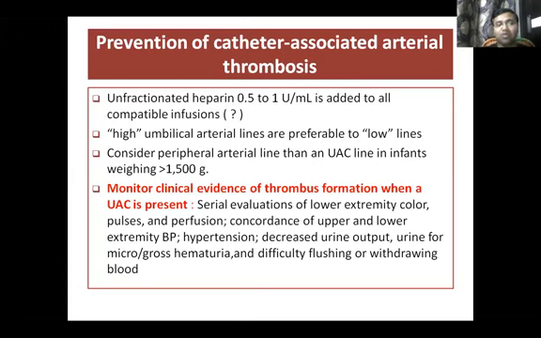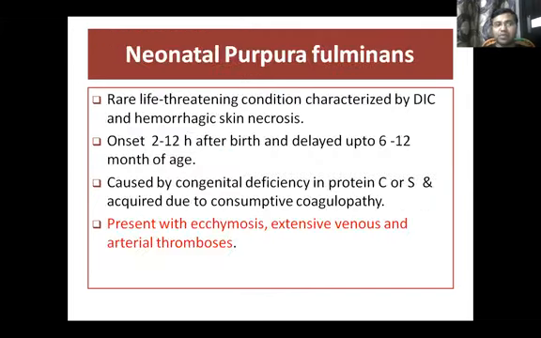And most important, what I am telling next is how to monitor whenever the UAC is present. Do serial examination of the lower extremity for color, pulses, and perfusion. Check for concordance of upper and lower extremity BP. Check for hypertension and urine output. Do careful urine output monitoring, and check urine for both microscopic or gross hematuria. Note any difficulty in flushing or withdrawing blood. If you monitor this, you can attempt to remove the UAC as early as possible.